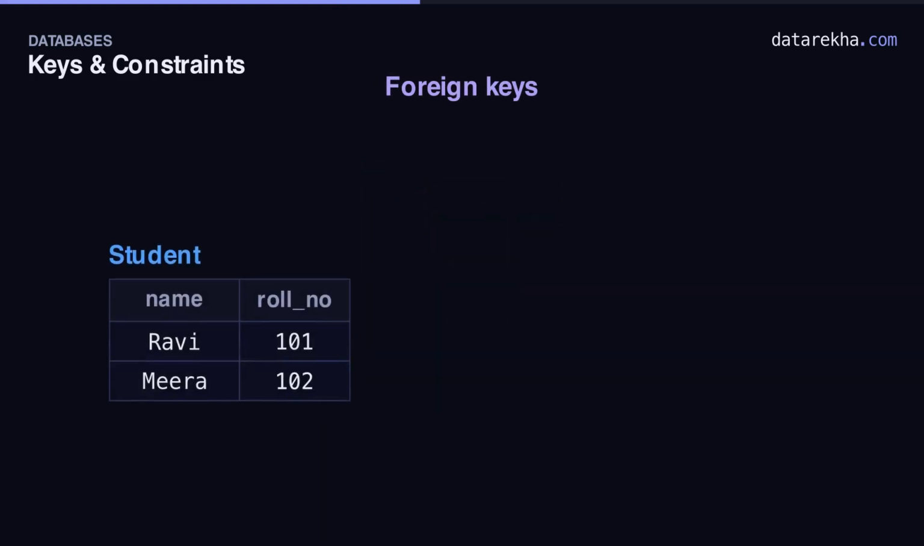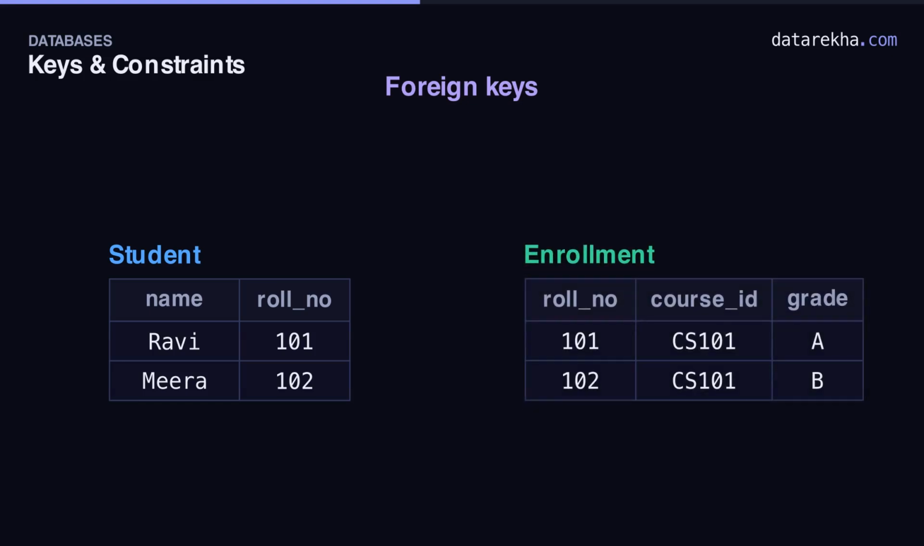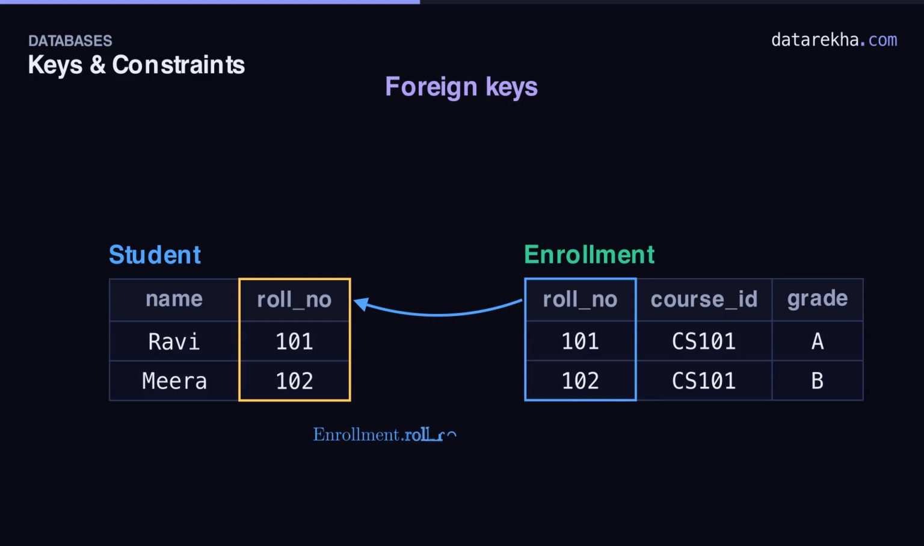Now the reason keys truly matter. Linking tables. On the left, students keyed by roll number. On the right, enrollments, each one belonging to a student. The roll number column inside enrollment is not the enrollment's own identity. It is a pointer. It names which student this row belongs to by referencing the student table's primary key. A column that points at another table's key, like this, is a foreign key. Say it out loud. Enrollment.roll number references student.roll number.